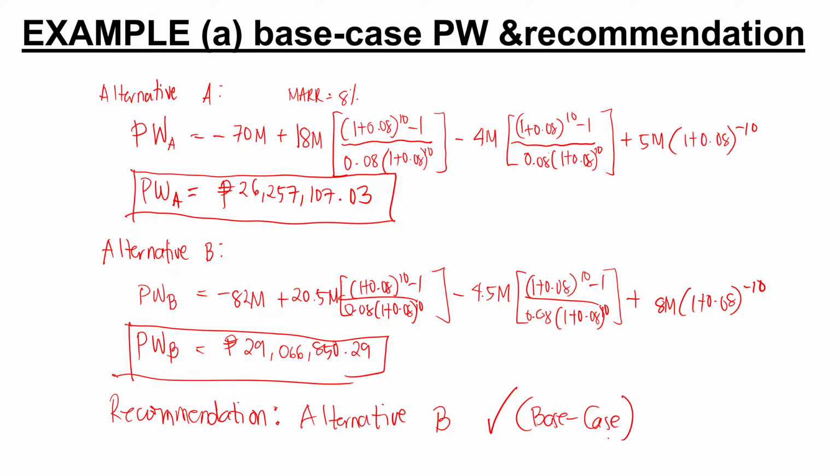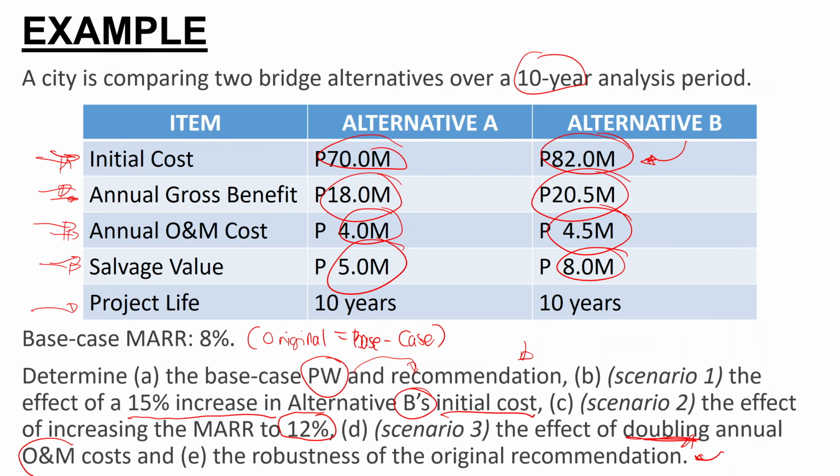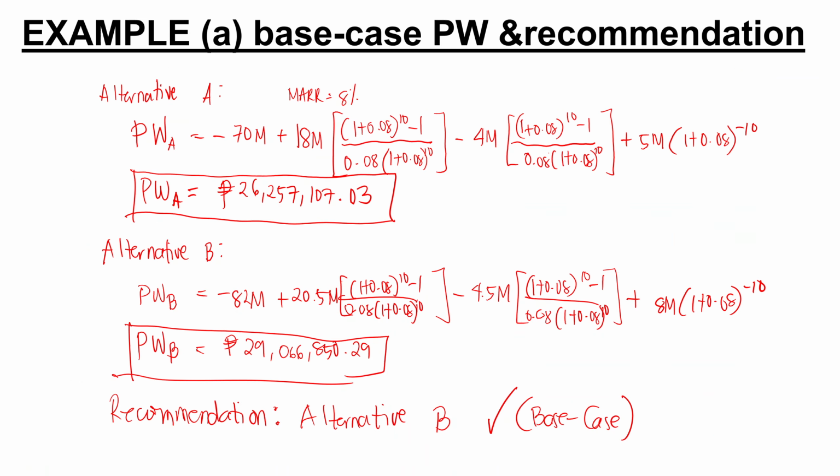Now we apply sensitivity analysis, one-way sensitivity analysis. So initially here we have our current or the present base case present worth, and our recommendation as well. Base case, the original scenario, the very original, this one, the first or the given condition.